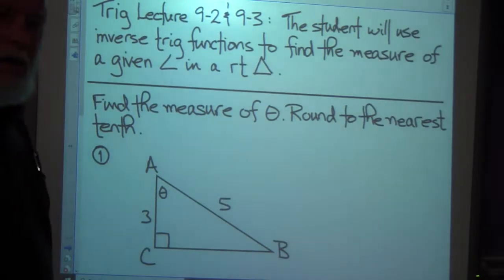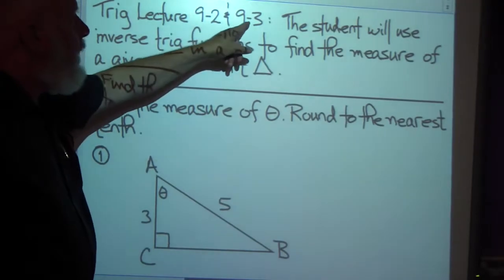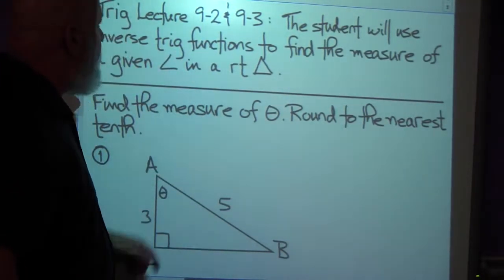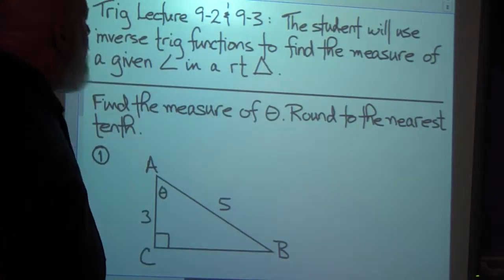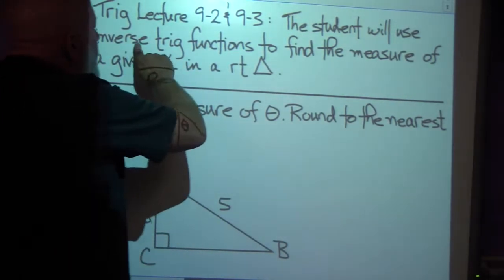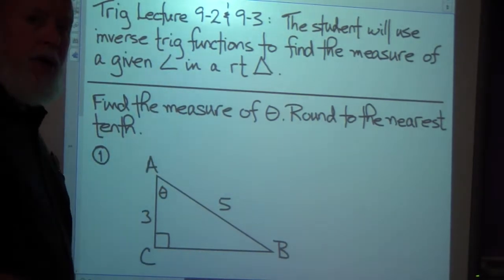This is the Trig Lecture for 9.2 and 9.3. There will be a corresponding worksheet, worksheet 9.2 and worksheet 9.3 in Trig. Our objective today: the student will use inverse trig functions. I'm going to define those for you. Inverse trig functions to find the measure of a given angle in a right triangle.